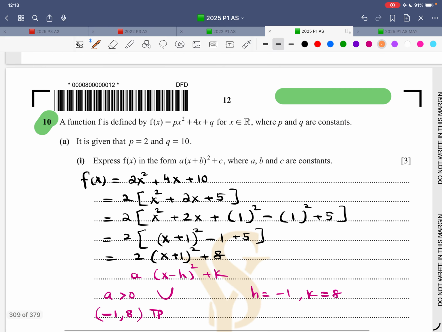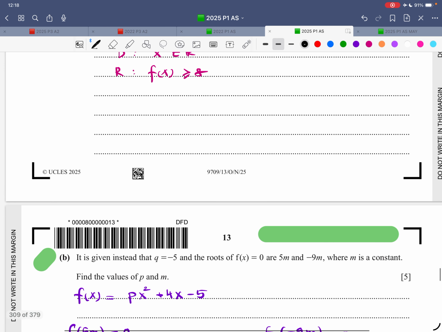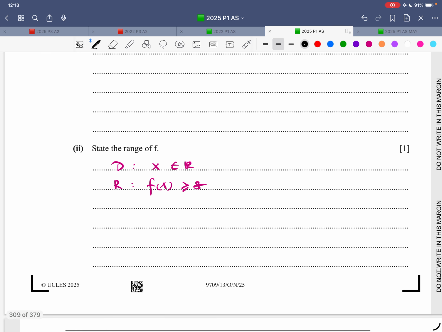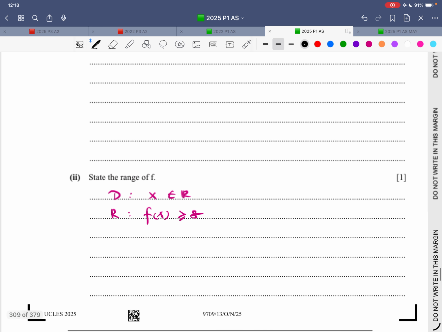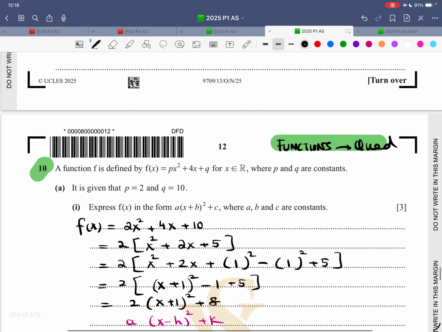Next one, what is this about? This is again about functions. But in functions, this is written as a function, but technically it looks like quadratic. So this one is quadratic. Yes, there is function also, the range thing, and then lots of quadratics. So it's functions just a bit, but quadratics a lot.